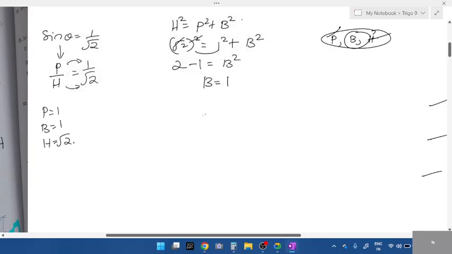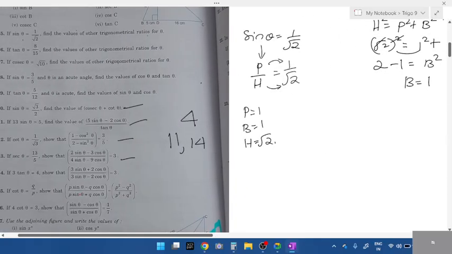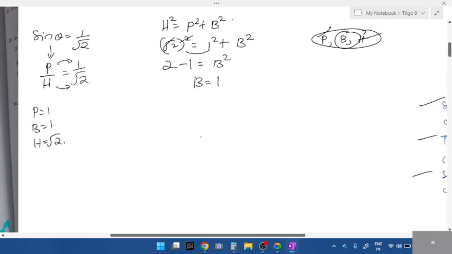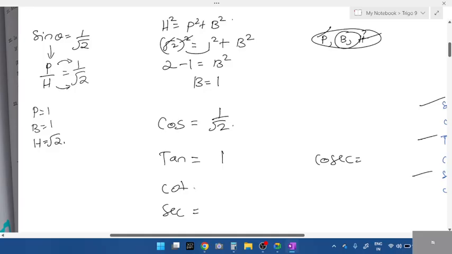Next, we need to find other trigonometry ratios. They've asked us for the other ratios. In total we have 6 trigonometry ratios. So what is missing here? Sine is given. Sine, cos, tan, cot, sec and cosec. What is the cos formula? Base by hypotenuse, so 1 by root 2. What is tan? 1 by 1 is 1. Cot, if tan is 1, very good, cot is also 1. Sec will be the reciprocal of cos, so it is root 2 by 1, which is root 2.